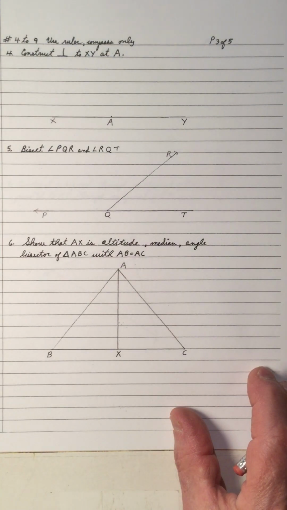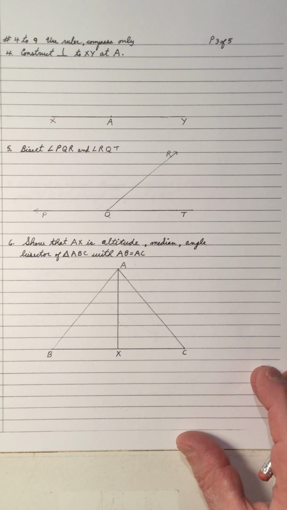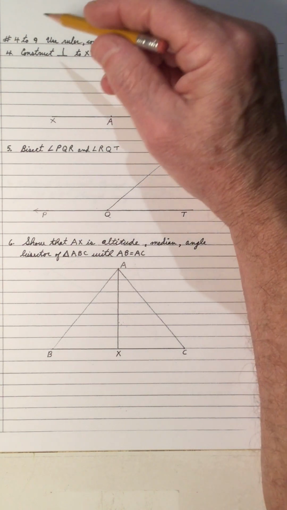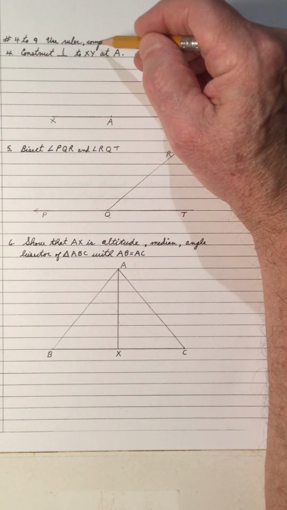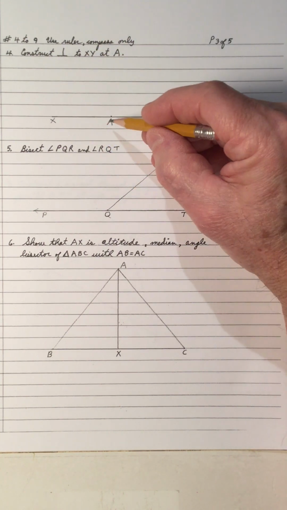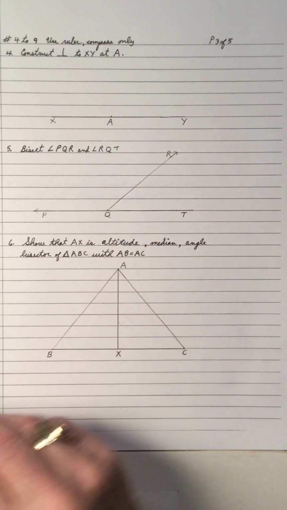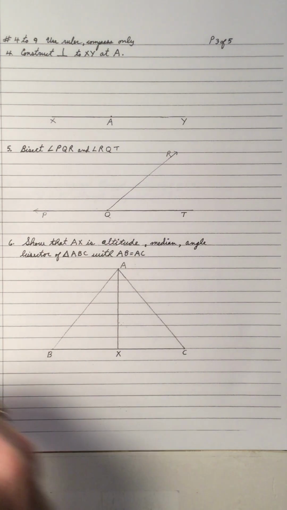The videos are done in the order that the questions are done on the review, in the order of the videos that I did in the unit. Numbers 4 to 9, use a ruler and compass only. Construct a perpendicular to XY at A. So, we'll take it at A.